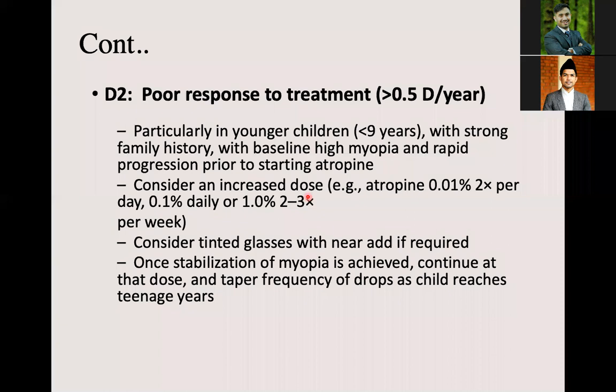That means atropine 0.01% twice per day. We can increase the dose of atropine to 0.1% daily, increasing the concentration, or 1% atropine 2 to 3 times per week. We can consider tinted glasses with a near aid if required. Once stabilization of myopia is achieved, continue that dose and taper the frequency of drops as the child reaches the teenage years.